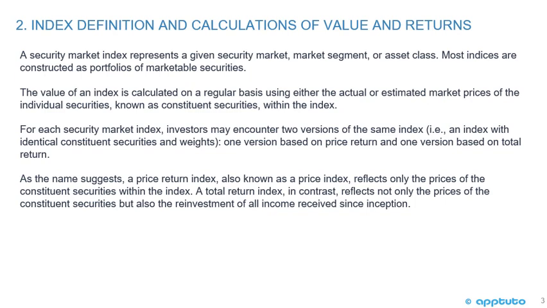For each security market index, investors may encounter two versions of the same index, i.e. an index with identical constituent securities and weights, one version based on price return and one version based on total return. As the name suggests, a price return index, also known as a price index, reflects only the prices of the constituent securities within the index. A total return index, in contrast, reflects not only the prices of the constituent securities, but also the reinvestment of all income received since inception.